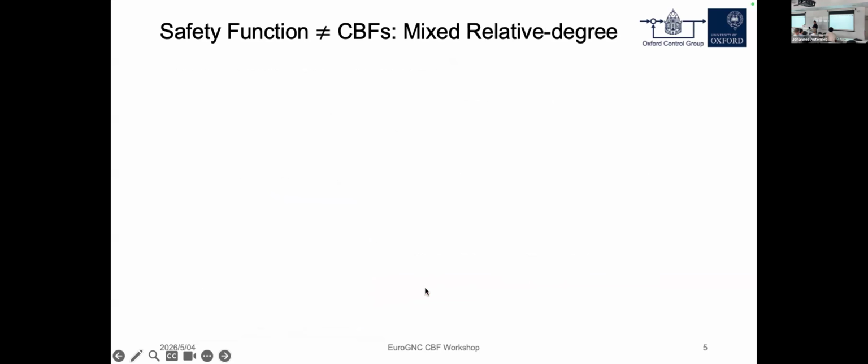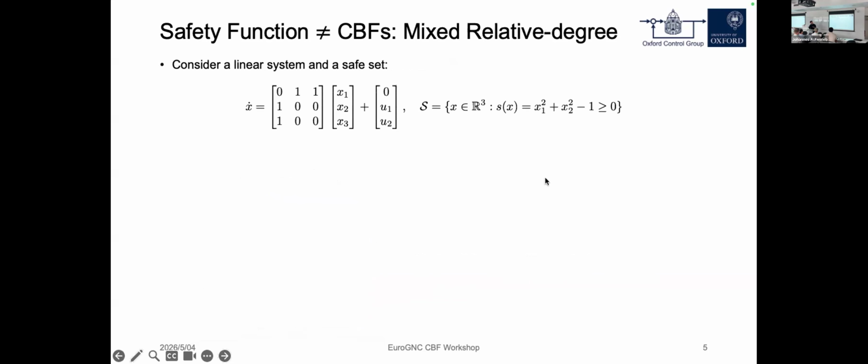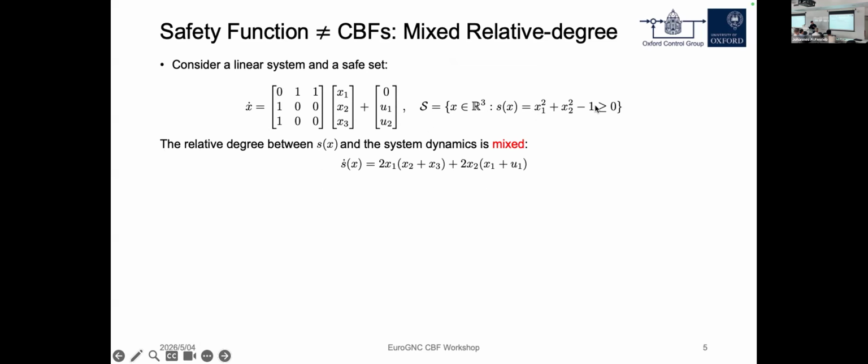And in the second case, we consider a mixed relative degree case, where we still have a very simple linear system with 3 states, x1, x2, and x3. You can see there is no control input on x1, but there are control inputs on x2 and x3, and x2 and x3 are feedback into x1. And we have a safe set, which is still x1 squared plus x2 squared.